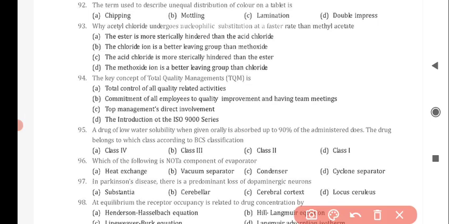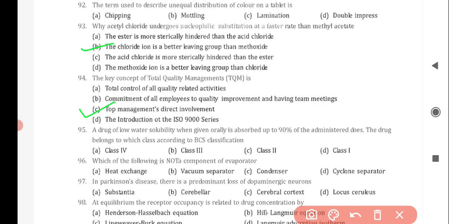Next question is, why does acetyl chloride undergo nucleophilic substitution at a faster rate than methyl acetate? And the correct answer is option B, that is the chloride ion is a better leaving group than methoxide. Next question is, the key concept of total quality management is, and the correct answer is option C, that is top management's direct involvement.